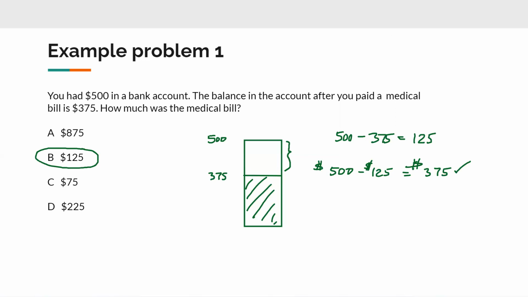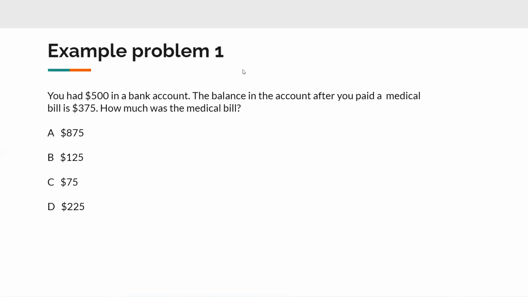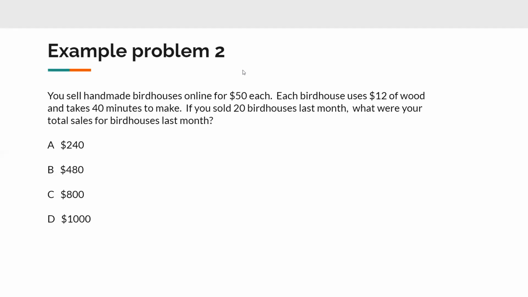Now, pretty simple problem there, not a lot of words, no extra information. Let's take a look at a more complicated one. You sell handmade birdhouses online for $50 each. Each birdhouse uses $12 of wood and takes 40 minutes to make. If you sold 20 birdhouses last month, what were your total sales for birdhouses last month?